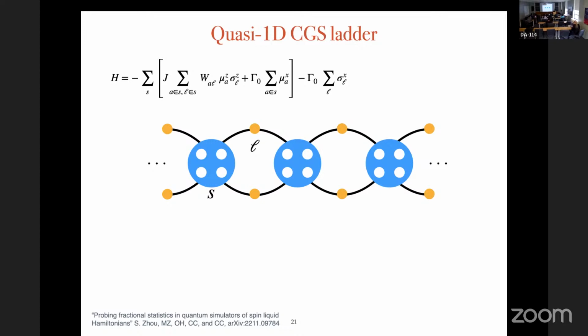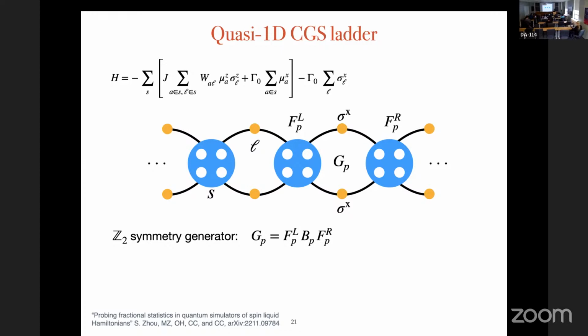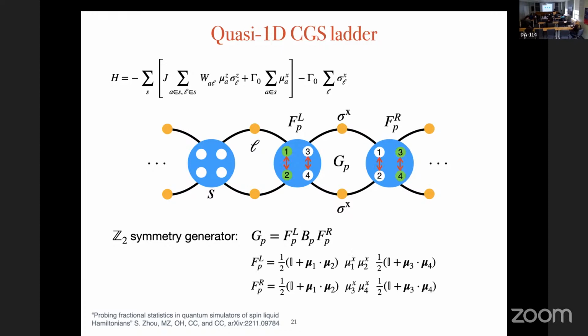So this ladder also has the exact Z2 local symmetry that is generated by the operator GP. So basically GP is the product of 3 different operators, FPL, BP, and FPR. BP is basically the product of sigma x on the plaquette, and FPL and FPR act on the matter spins on the left and the right of the star. What do they do? They effectively just permute and flip the matter spins on the left and the right stars. It's also not very hard to show that the GP operator squares to 1, and they also commute with each other.